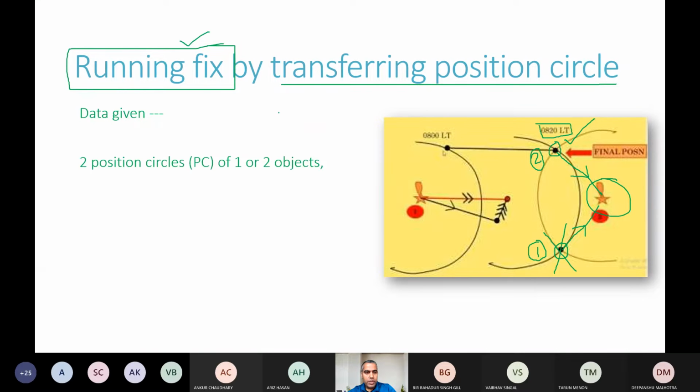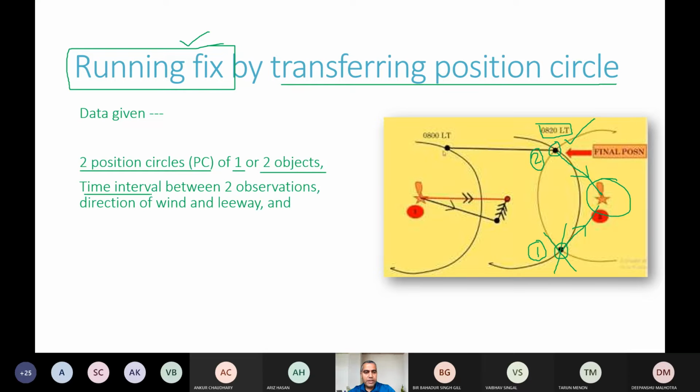Okay, so let's see what is the data given. They will give us the data for drawing two position circles. It can be from one object also, or it can be from two objects also. Okay, it could be one lighthouse. Same lighthouse, you get a PC at 8 o'clock. Same lighthouse, you get a position circle at 8:20, or it could be two different lighthouses. They will also give us the time interval between the two observations. They will give us the wind, that is direction of the wind and the leeway, and they will give us the current data.